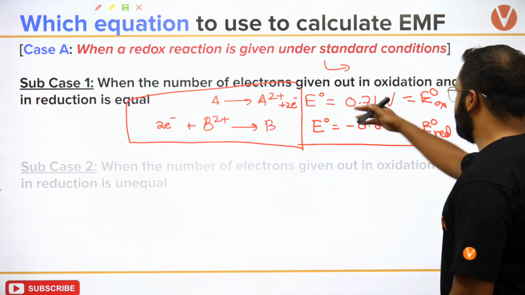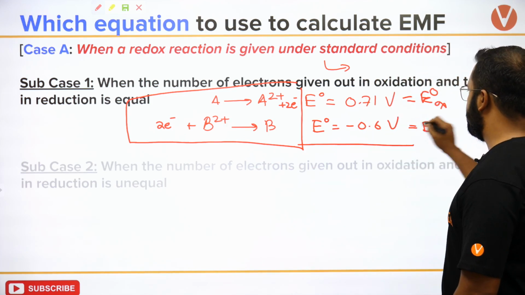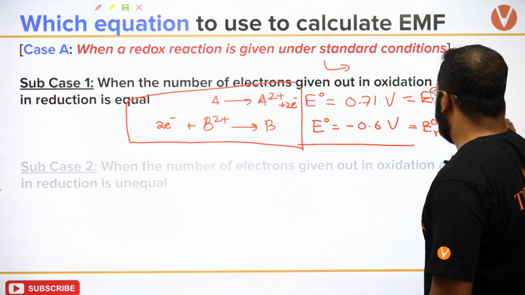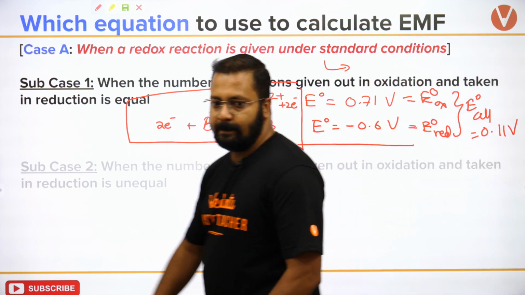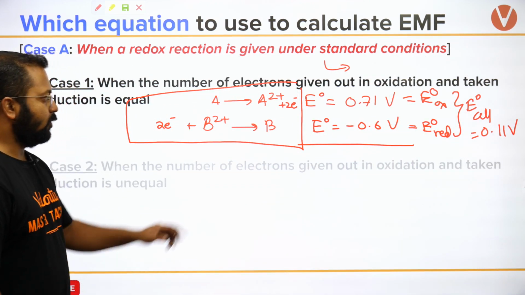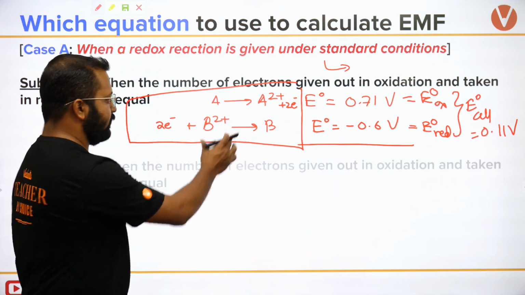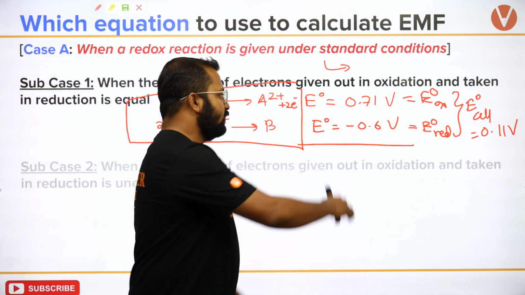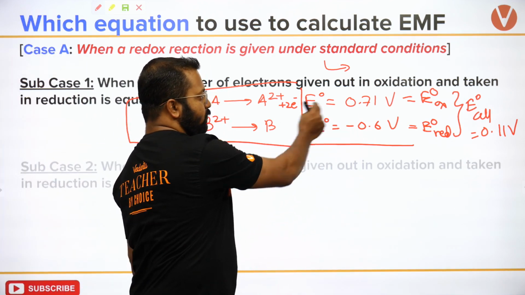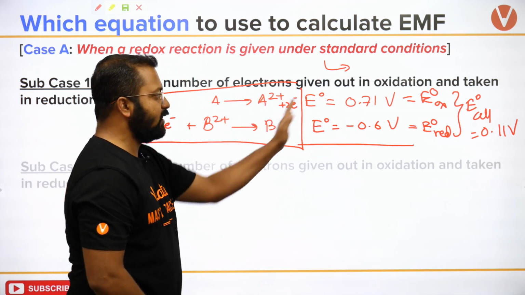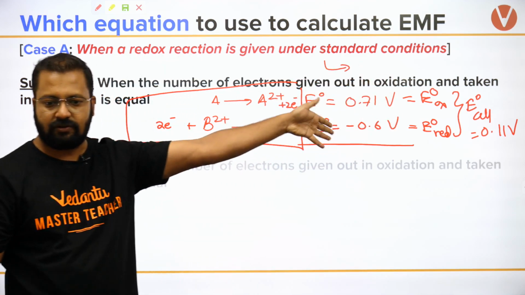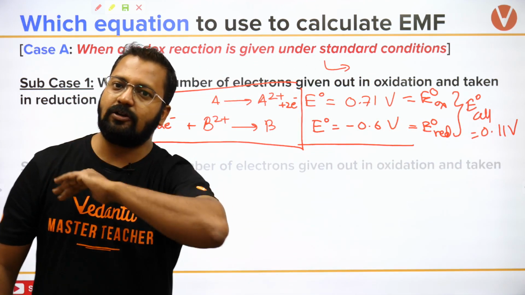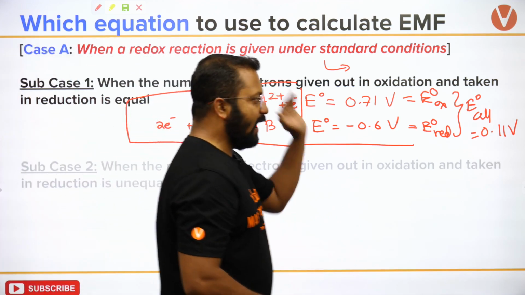ठीक है, तो यहां पे वैल्यू कितना आ जाएगा? पॉइंट माइनस कर देंगे तो ये आ जाएगा, the E naught cell will become 0.11 volts. Okay, the E naught for this is given, guys. E naught for oxidation is given, E naught for reduction is given. You have to add E naught for oxidation and reduction. You will get E naught of cell 0.11 volts. Okay. So electrons का number equal हो गया तो क्या हुआ? I will add both of them.